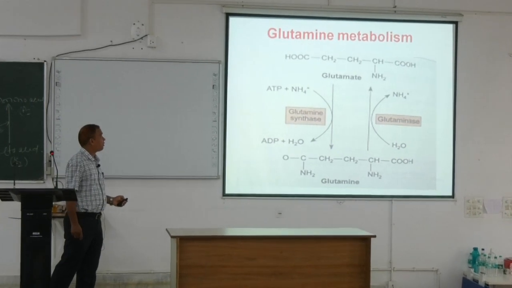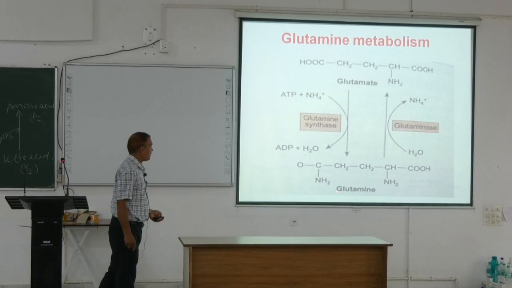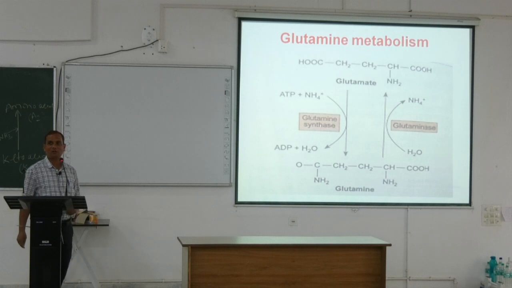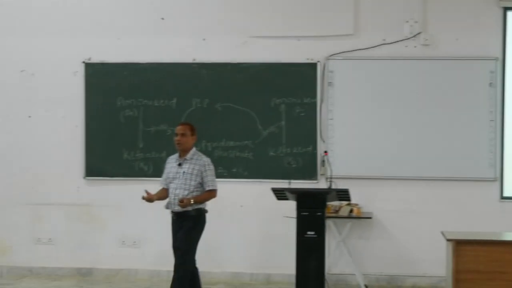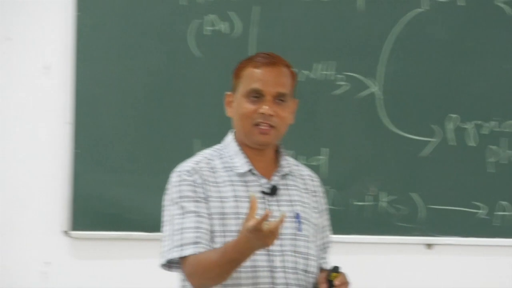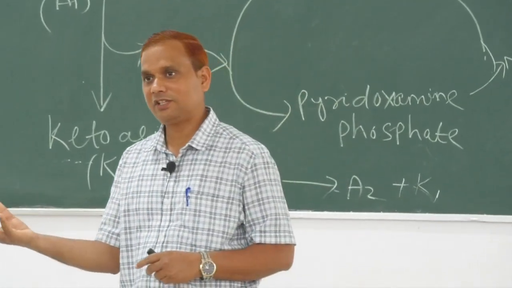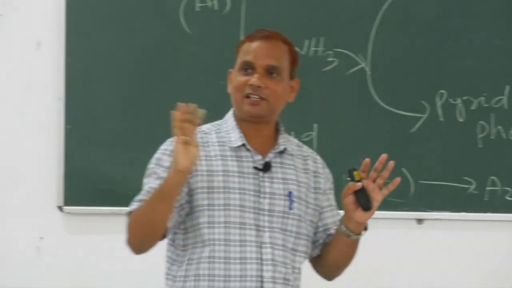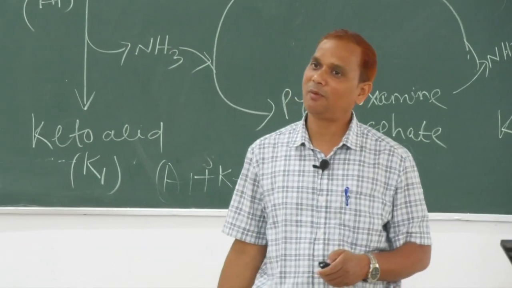See, this is glutamate metabolism. So glutamate can be converted to glutamine, and glutamine can be converted to glutamate. Why? Ammonia is toxic. So some non-toxic form should be there. It should keep the ammonia as a non-toxic reserve. That is glutamine, the non-toxic form.